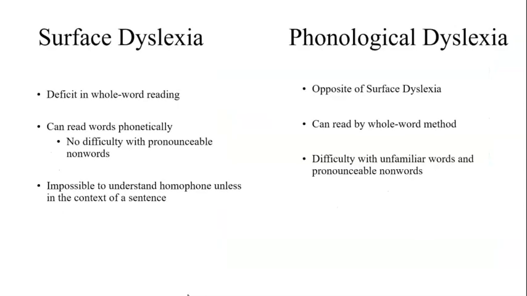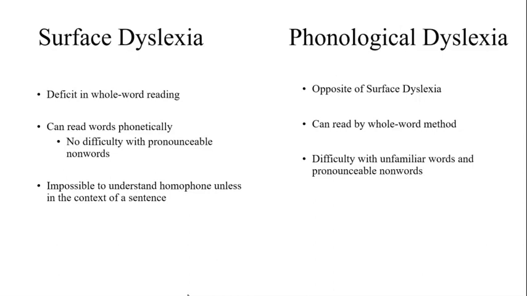Next are two dyslexias that are polar opposites from one another. Like developmental dyslexia, phonological dyslexia involves a phonological impairment. Patients with this disorder can only read by the whole word method. Therefore, they have difficulty with unfamiliar words or pronounceable made-up words. On the other hand, surface dyslexia involves a deficit in whole word reading. Unlike phonological dyslexia, they can read words phonetically and have no difficulty with non-words. However, they cannot distinguish between homophones, such as, the textbook said, pair and pair. Unless it's in the context of a sentence, they will not be able to understand the difference.